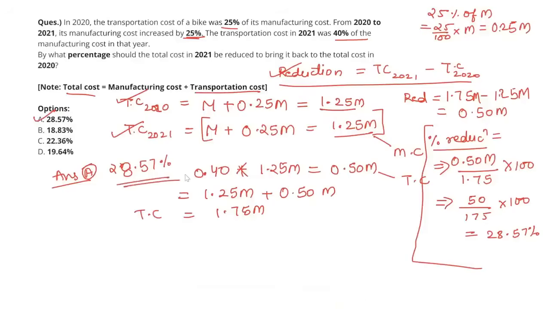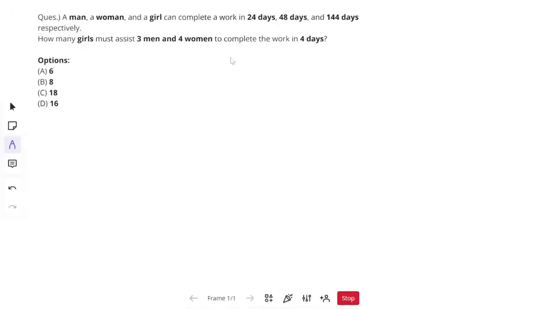Moving on to the next question. Let's look at this question that we have. The question is, a man, woman and a girl can complete the work in 24 days, 48 days and 144 days respectively. How many girls must be assisting 3 men and 4 women to complete the work in 4 days? See, basically we are given 3 people, man, woman and girl, and we are told how much work they can complete. So let's try to note down the data which is given to us.